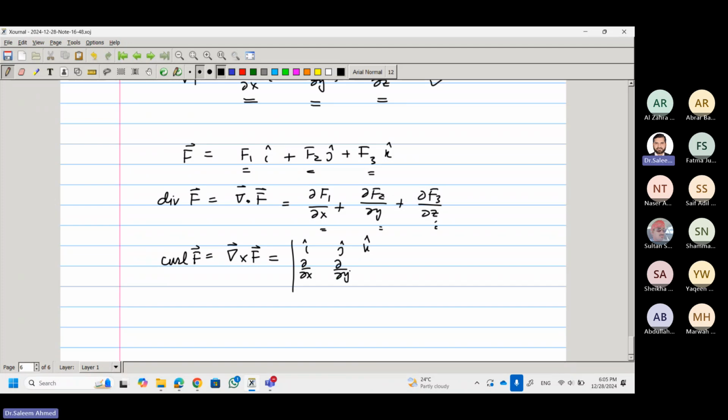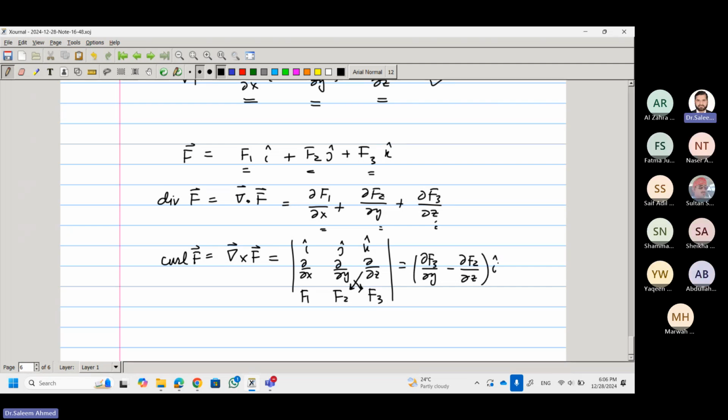So don't multiply these two things. These are the derivatives. So F1, F2, F3 will get differentiated when you use them. So partial by partial y of F3 minus partial by partial z of F2. That's how you write it: partial F3 by y minus partial F2 by z. So it's not a multiplication. These are the derivatives.